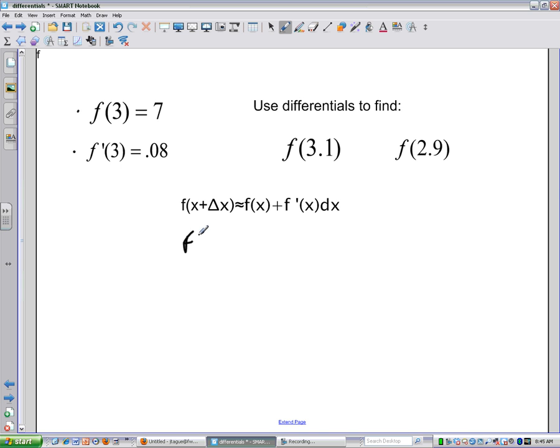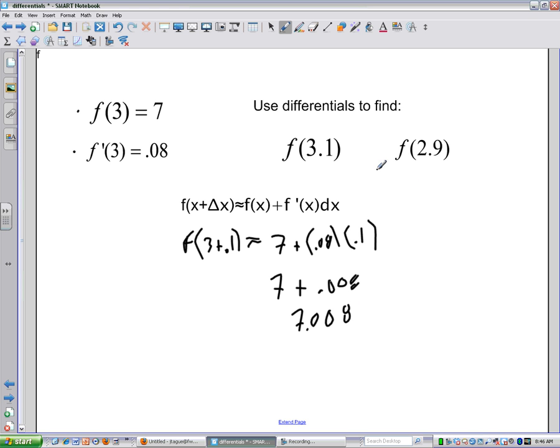So the f of 3.1, it's like the f of 3 plus 0.1, that's the delta x, is approximately equal to the f of 3, which we know is 7, plus the derivative, which we know is 0.08, multiplied by how far away we are. So from 3 to 3.1 is 0.1 away. So if I do this, I get 7 plus 0.008. So I think that's 7.008.